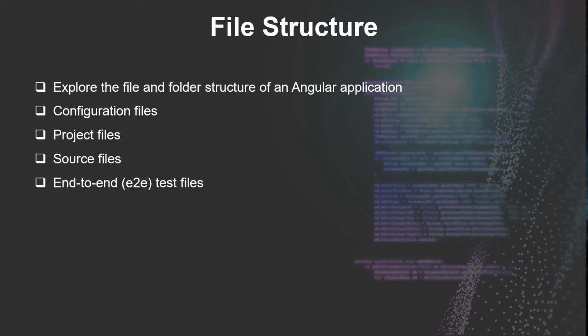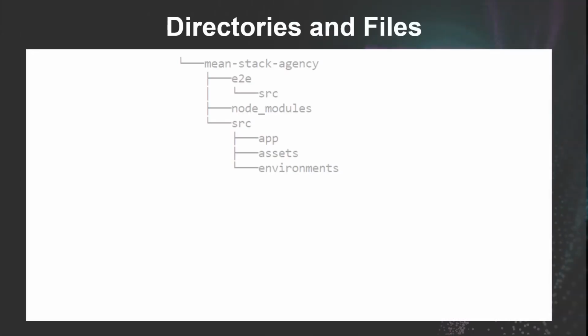So in this video, let's take a look at the file structure of a typical Angular application. We'll look at some of the config files, project files, source files, and the end-to-end test files. This is the directories and file structure of the application we were building.